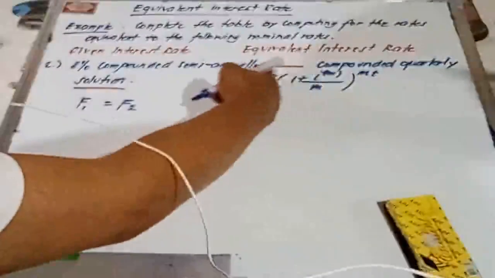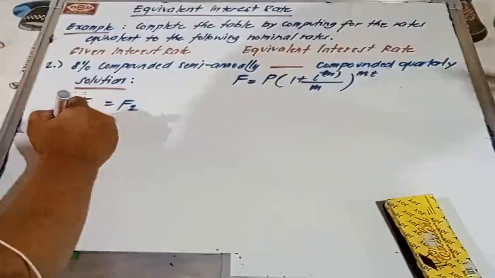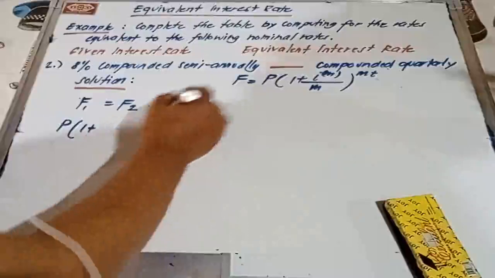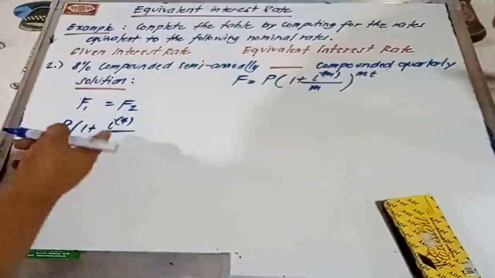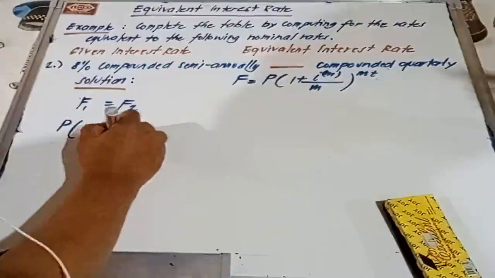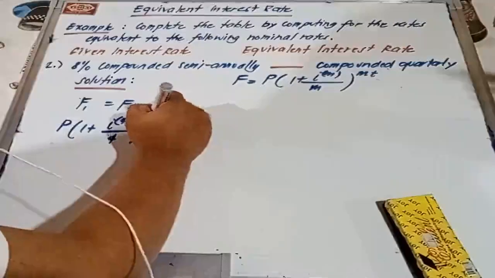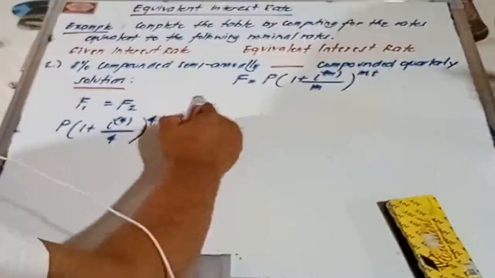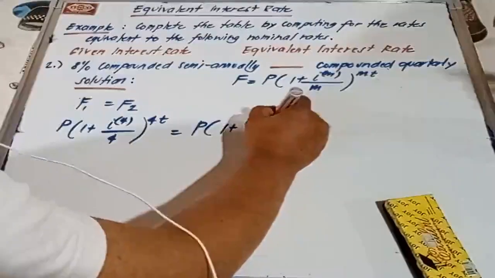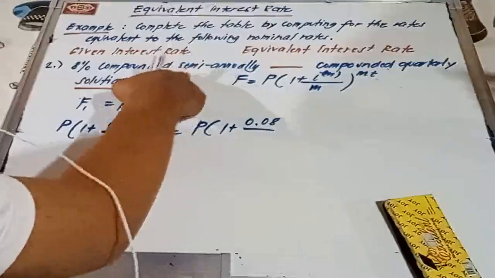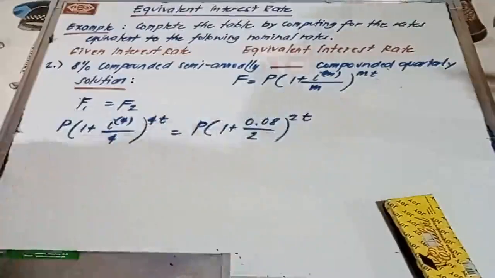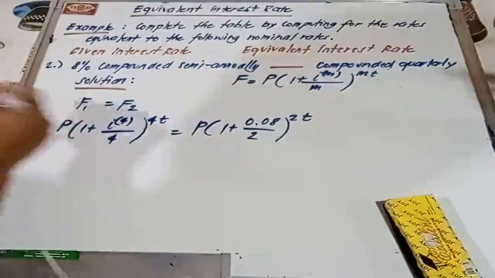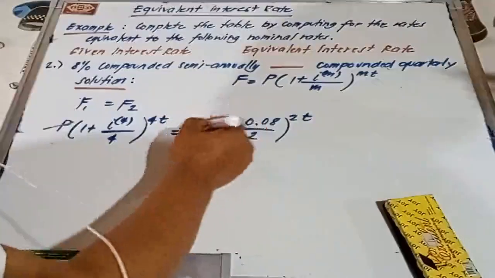So, F1, compounded quarterly. So, that will be P times 1 plus, di natin alam, yun ang hinahanap natin, compounded quarterly na interest rate over 4, raised to 4 times T. Okay? Equal to P times 1 plus 8%, so that is 0.08, compounded semi-annually, therefore M equals 2, raised to 2 times T. Okay? Cancelin na natin yung P. Cancel na rin yung T.